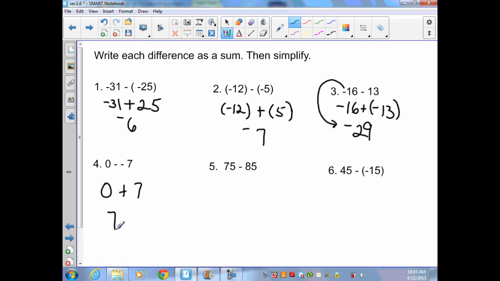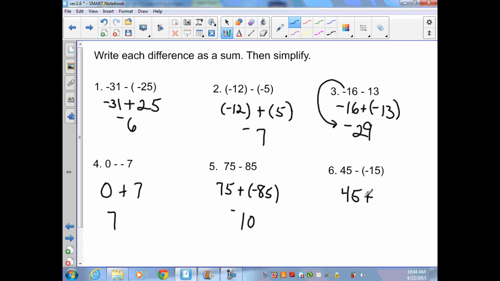Number 5, 75 minus 85. I'm not multiplying or dividing the two numbers. I'm adding them. This is positive, this is negative. Therefore, I would subtract. But by the previous rules, I write a 75 plus a negative 85. Just as I said, positive 75, that represents a negative 85. Different sign subtract. 85 minus 75 is 10. 85 is bigger than 75. Negative 10.